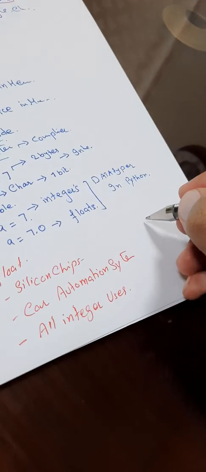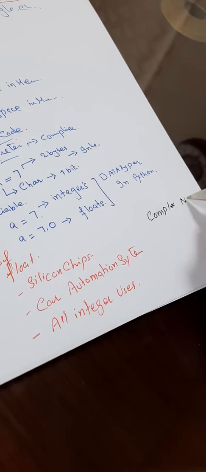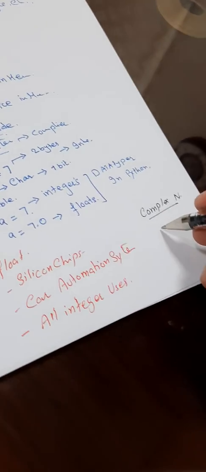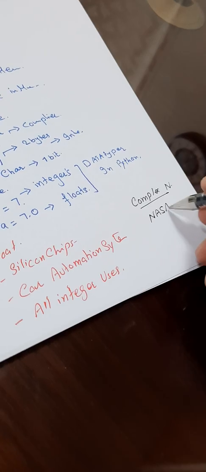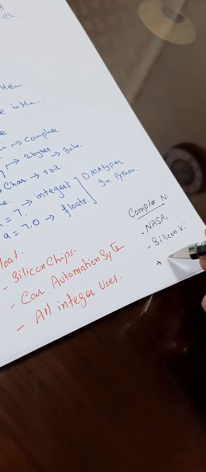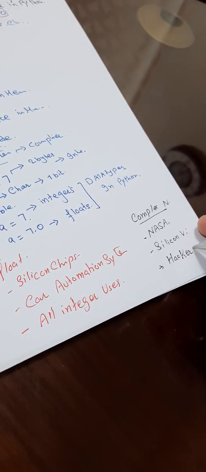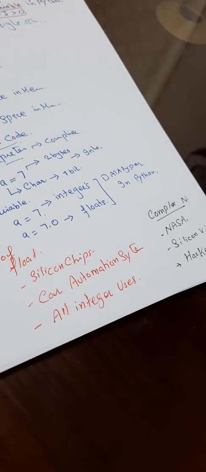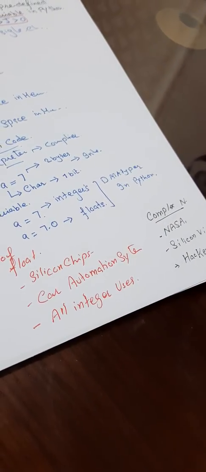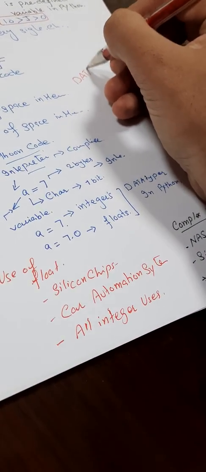Now, final data type, the complex numbers. It is only used in NASA, Silicon Valley, hackers, so the complex numbers are only used by them. This is the concept of data types.